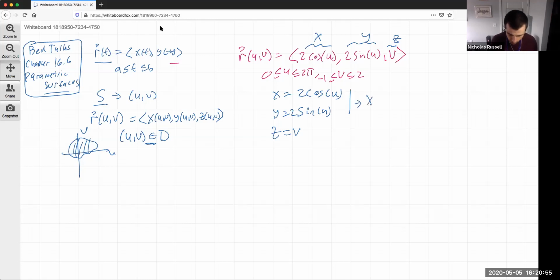So if I do that, if I do x squared plus y squared, I hope you'd agree there would be 2 cosine squared plus 2 sine squared, which would get me 4 because cosine squared plus sine squared would be 1. So what is this? Well, as a reminder, in 3 dimensions, this is exactly a cylinder. That's not too bad. Right, that's a cylinder.